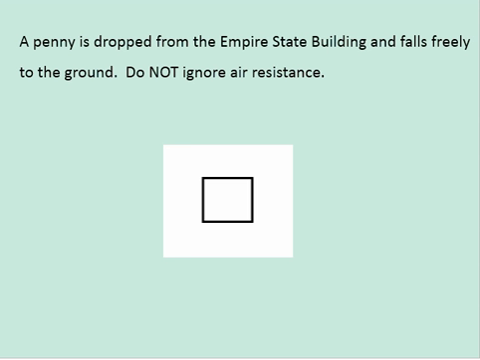All right, now what happens if we drop that same penny from the Empire State Building? It still falls freely, but we do not ignore air resistance. Well, we're still going to have that force due to gravity, and it's still going to be pointing down. But in this case, we're going to have some type of force of friction that opposes motion. Because remember, that's what air resistance really is. We talked about that. Air resistance is a friction force, although you could actually call it an air resistance if you wanted to.